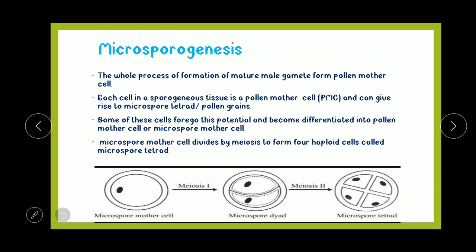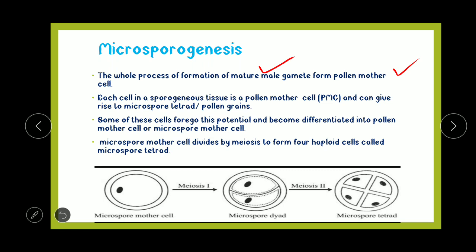Now first of all, microsporogenesis. Microsporogenesis is the process of formation of mature male gamete from the pollen mother cell. So first of all, what is pollen mother cell? It is a cell in the sporogenous tissue, that is the tissue having the ability to give rise to spores. As this tissue has the ability to give rise to microspores, the process is called microsporogenesis.